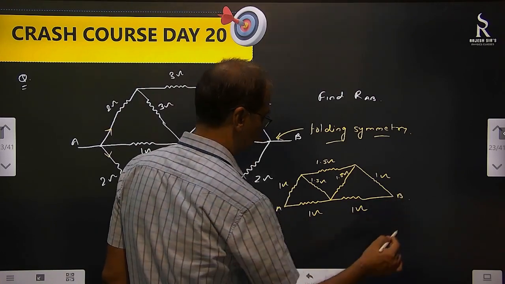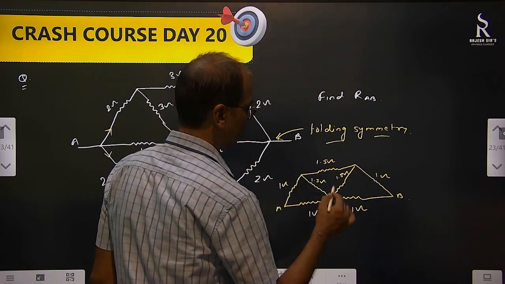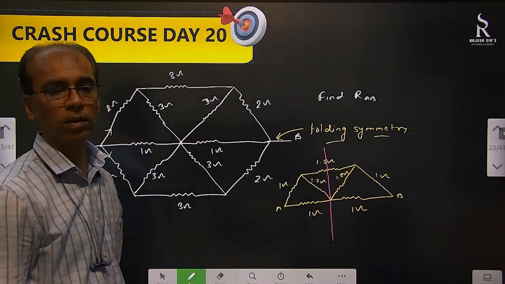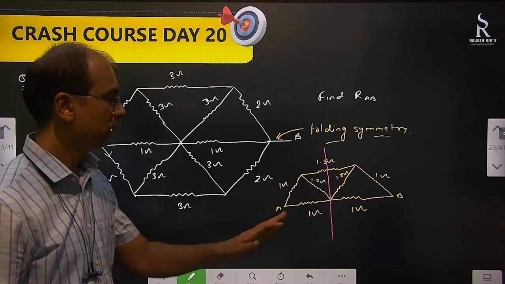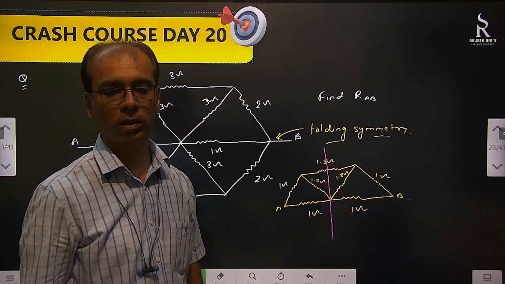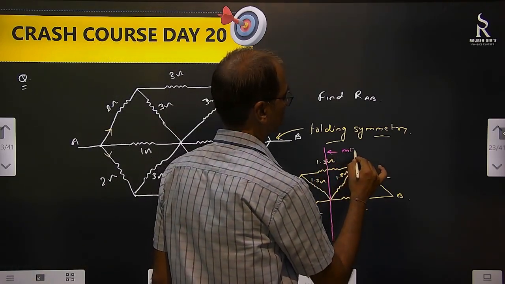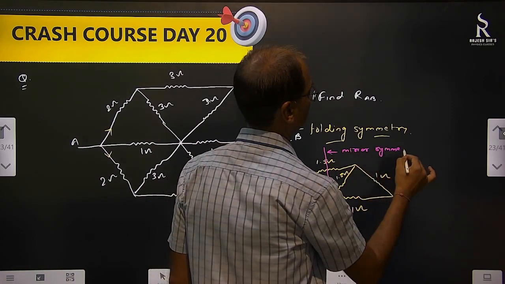Still symmetry is there. How? Like this, symmetry is there. Now I can't say this is folding symmetry. You can't fold it because A and B cannot be at the same point, no? Current has to go from A to B. So this is called mirror symmetry. Okay, this is mirror symmetry.